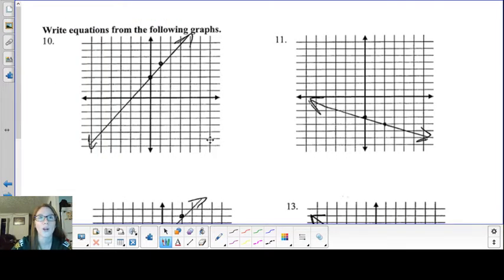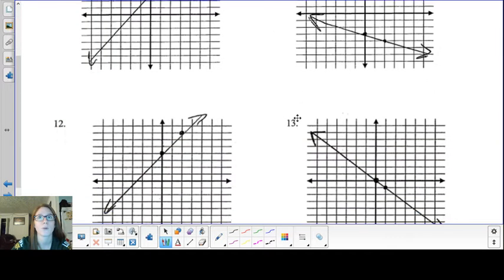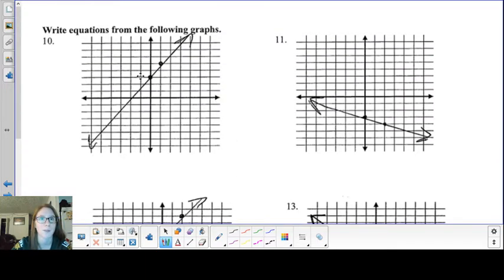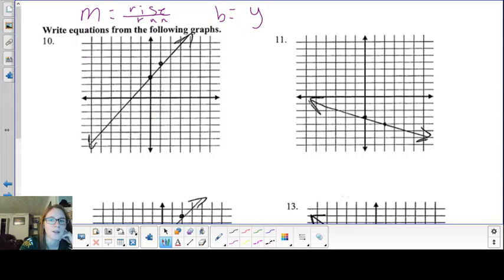Well, we're going to use that to graph. Or in this case, first, we're going to go backwards. We're going to be given a graph and we're going to write the equation. So again, the slope is rise over run and my b is where it lies on the y-intercept, or the y-axis.